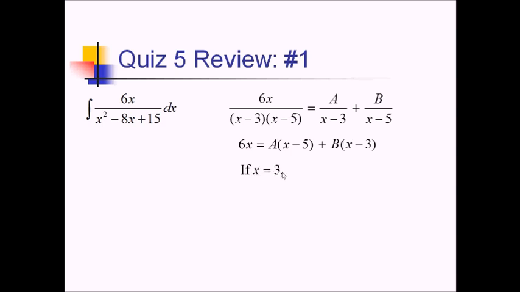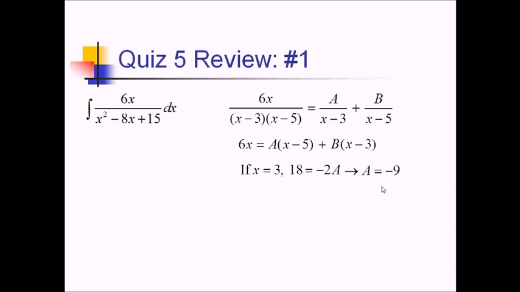So if I let x equal 3, on the left side I've got 6 times 3, so 18. On the right side, I've got A times 3 minus 5, so that's negative 2A. And again, this B term is going to cancel completely because we've just got B times 0. So if 18 equals negative 2A, that means A equals negative 9.